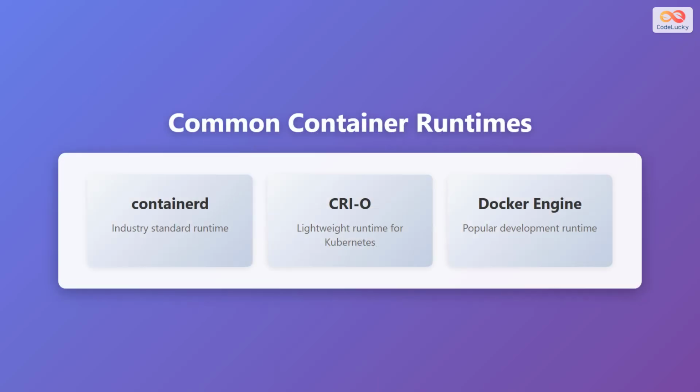There are three popular container runtimes used with Kubernetes. First is Containerd, which has become the industry standard runtime. It's lightweight, efficient, and widely adopted. Second is CRI-O, which is a lightweight runtime specifically designed for Kubernetes environments. It implements the container runtime interface specification. And third is Docker Engine, which is the popular runtime many developers use during development. While Docker was the original runtime for Kubernetes, modern clusters typically use Containerd or CRI-O for production workloads.